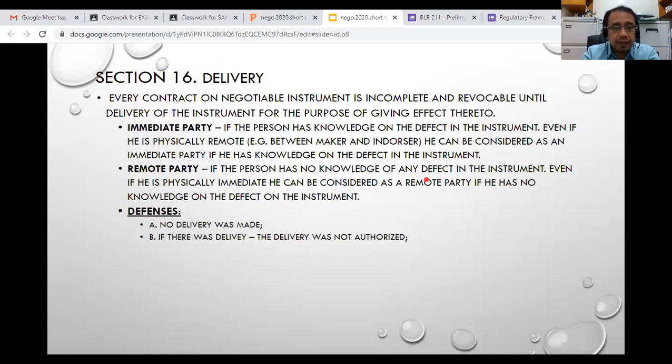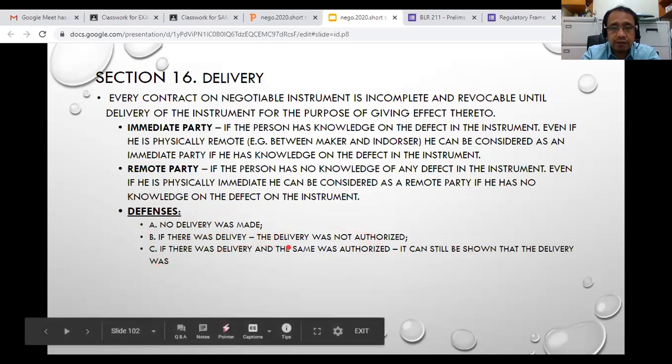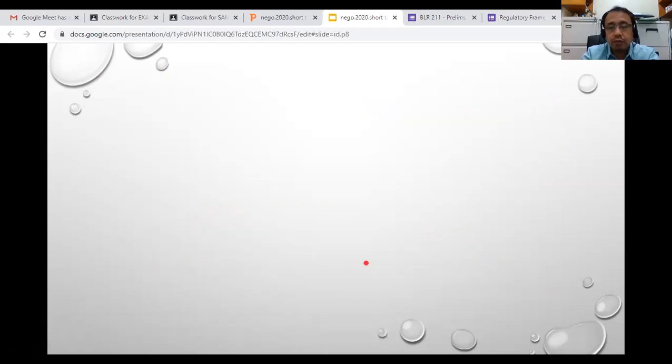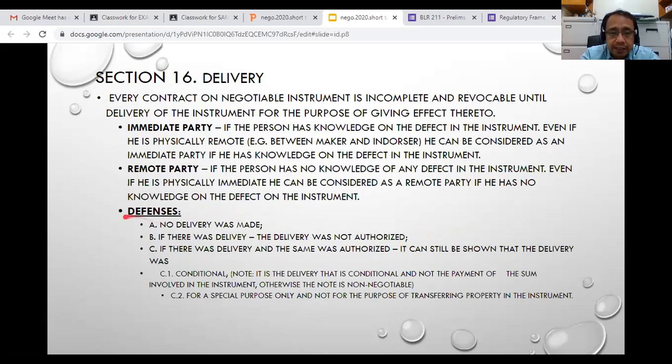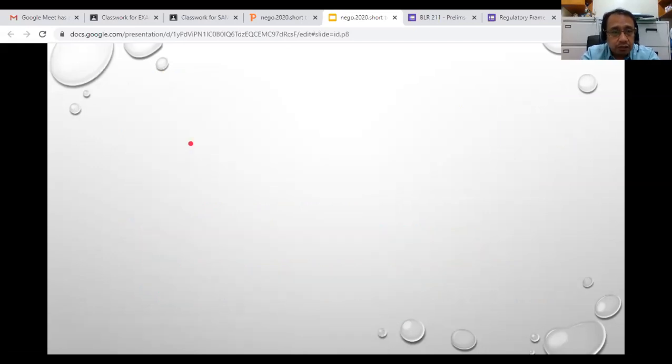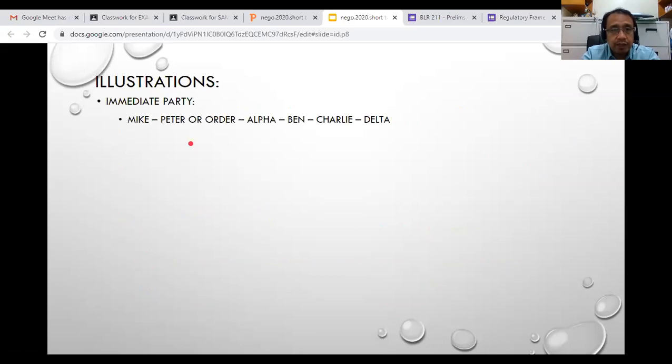Okay, so ito yung mga sinasabi ko kanina na defenses. Defense na walang delivery or if there was delivery was not authorized. If delivery was authorized, it can still be shown that the delivery was conditional or for a special purpose. Mga ganun. These defenses are applicable only if the present holder is a holder not in due course. Kasi nga, rebuttable yung presumption ng delivery na na-create. Maggawa lang ako ng illustration para dito sa immediate party.